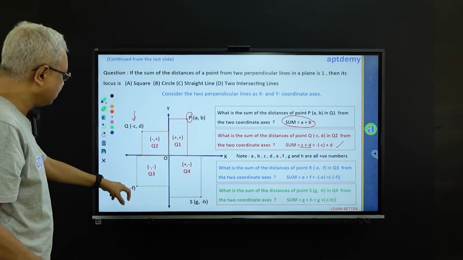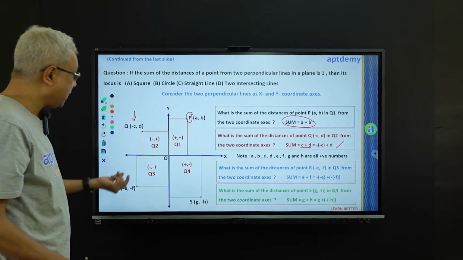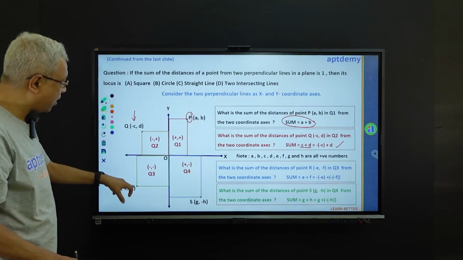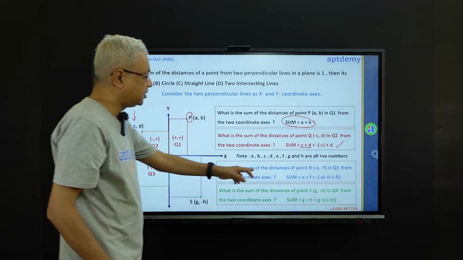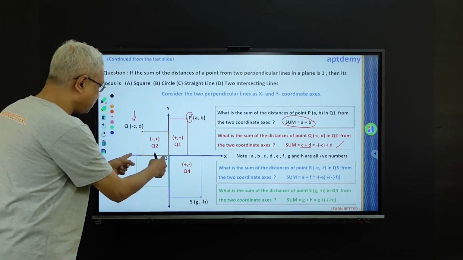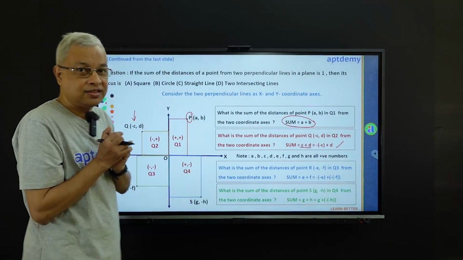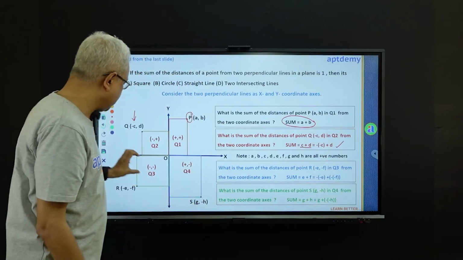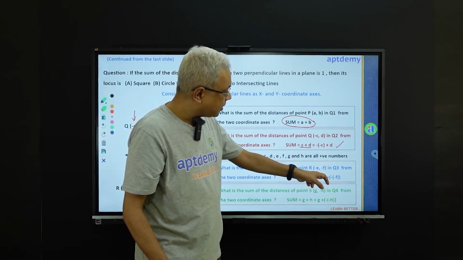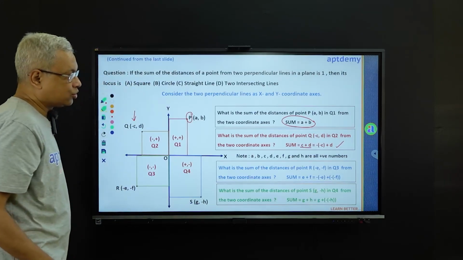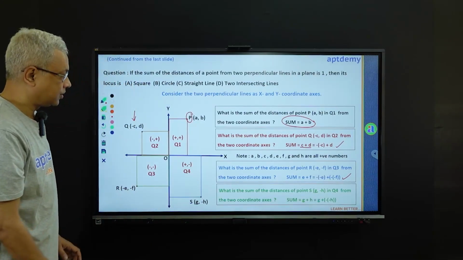Similarly, when the point is at position R, whose coordinate is -E, -F, where E and F are positive numbers, you know in the third quadrant both the coordinates are negative. Here the sum of the distances is E plus F, because this much distance is E, this much distance is F. So when I talk about distance, distance is a pure positive quantity, so it is E plus F. And here it is negative of the x coordinate plus negative of the y coordinate. E and F, remember, are positive quantities.